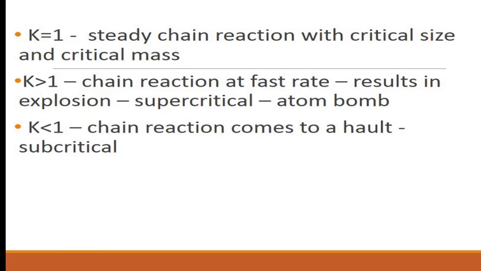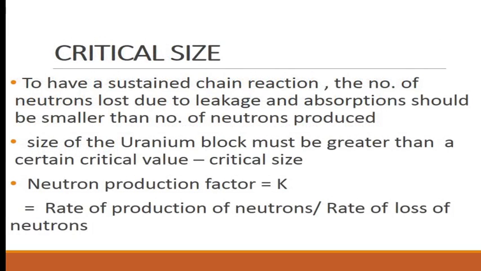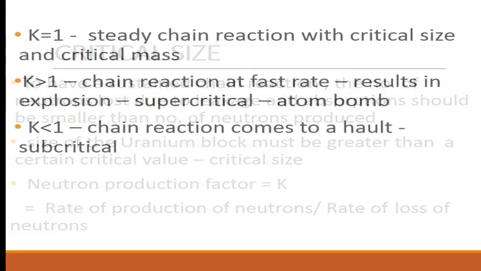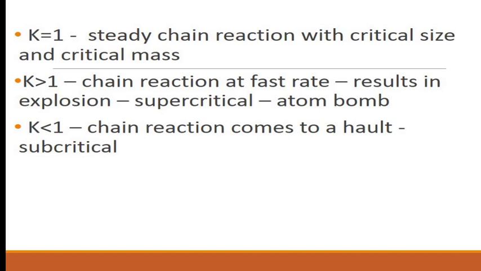If K is greater than 1, see, we know that K is the rate of production of neutrons by the rate of loss of neutrons. So production of neutrons is increasing, so K is greater than 1. K greater than 1 means neutrons are produced more and more. So what happens? More fission reactions will take place and more energy is released. So the chain reaction will occur at a fast rate, which results in an explosion, and this case is known as the supercritical case, and this is how an atom bomb works.